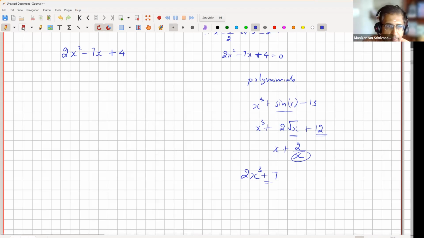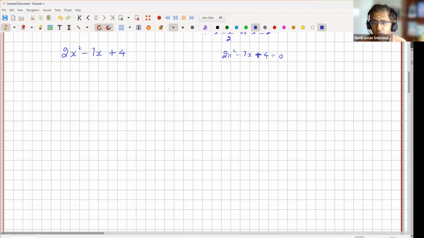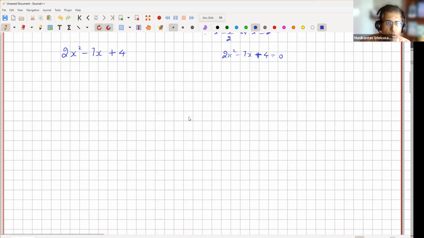Okay, now back to 2x square minus 7x plus 4 equal to 0. So we'll do both simultaneously, right? We'll have to factorize the expression 2x square minus 7x plus 4. We'll have to solve the equation 2x square minus 7x plus 4 equal to 0. So once you factorize, that will come in handy. So how do you factorize?